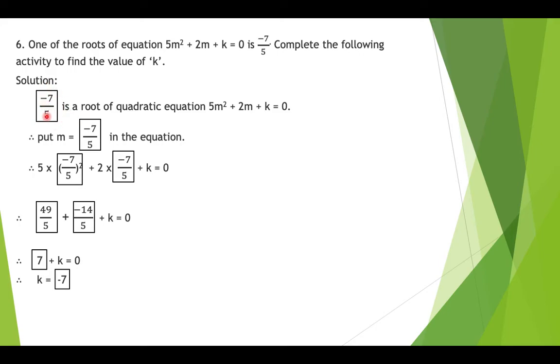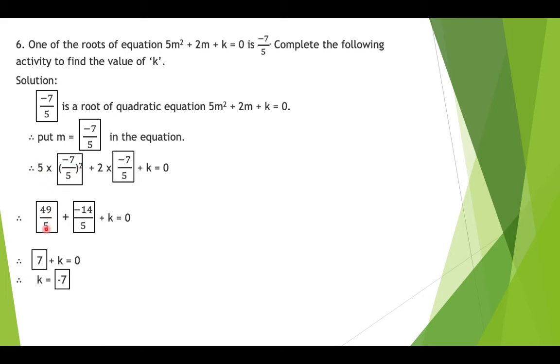So minus 7 by 5 is the root of the quadratic equation 5m square plus 2m plus k is equal to 0. So put m is equal to minus 7 by 5 in the equation, we get 5 into minus 7 by 5 the whole square plus 2 into minus 7 by 5 plus k is equal to 0. So 7 square is 49 and 5 square is 25. So what we are going to get is 5 gets cancelled over here and 25 gets cancelled.